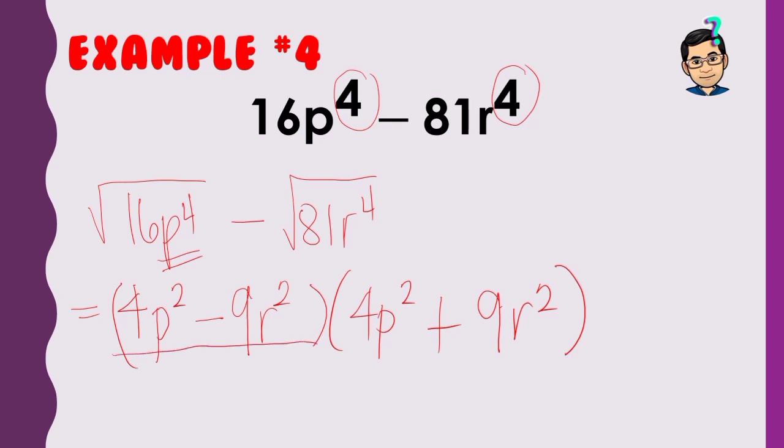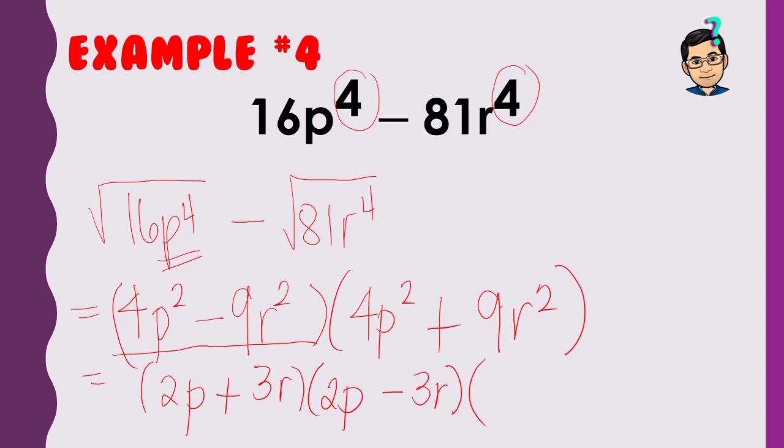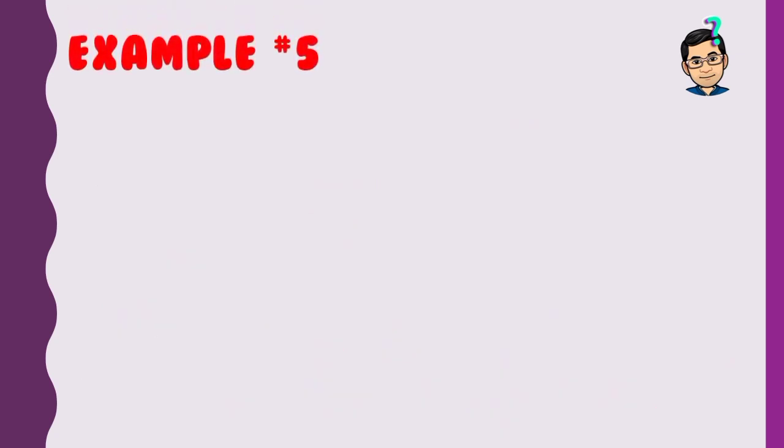yung nauuna. Kasi, perfect square ang 4, pati yung 9. At the same time, yung p squared and then r squared, pwede rin siyang i-extract. So, ang final answer natin dapat is 2p plus 3r times 2p minus 3r. And then, copy lang natin to, itong nasa taas na 4p squared plus 9r squared. Okay. So, ang technique lang po kasi sa factoring, as long as may nafa-factor tayo, i-factor natin sila. Let's have example number 5.